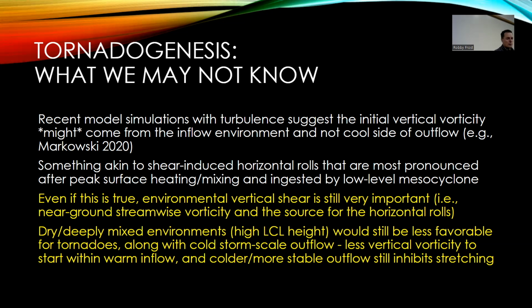Now, can anyone think of a problem with just using the LCL height? Does that explain all the variability in downdrafts? What are other factors that you don't get if you just look at the LCL? What are other things you might want to consider? Dry air, a lot. Well, potentially, yeah, because a deeper source for a downdraft. What else?